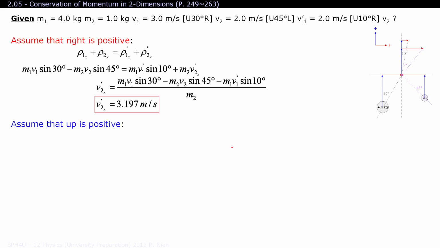And we're going to rinse and repeat in the y dimension as well. In the y dimension, we're going to add this vector here, which is m1 v1 times the cosine of 30 degrees, plus this vector over here, which is m2 v2 times the cosine of 45 degrees. That's going to be equal to m1 v1 apostrophe times the cosine of 10 degrees. And we're going to assume that the object does travel upward still after the collision.